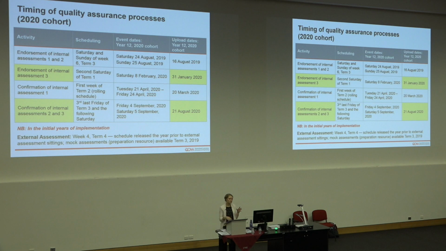Something that people have been talking about, particularly because the external assessment is in term 4, week 4, and it's a rolling schedule across the week, is, well, how do we do both of these assessment tasks? How do we actually provide enough time for students to prepare for this unseen paper, particularly if we're working with literary texts that are pretty hefty in the external assessment space, for example?